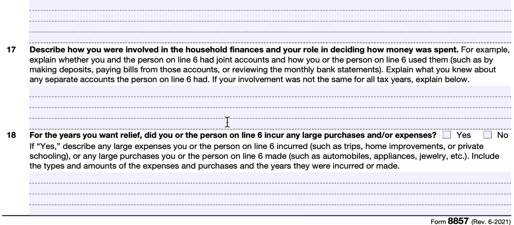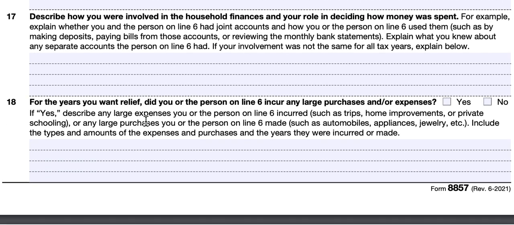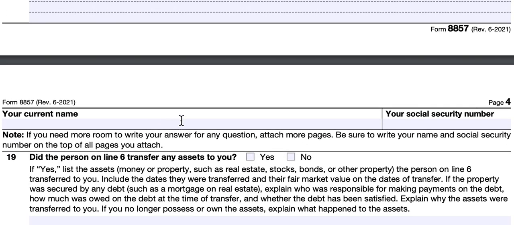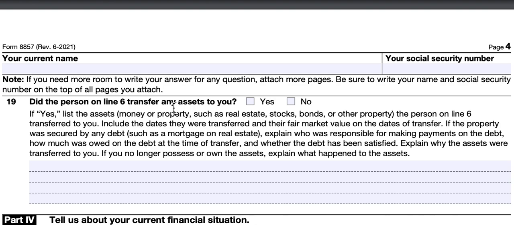For line 18, did you or the person on line 6 make any big purchases? Were there trips, home improvements, private schools, any large purchases that you might have made, like buying a new car or jewelry? Document everything that you might have known about. Line 19, did you receive any assets transferred to you by your spouse? Real estate, stocks, bonds, other property.